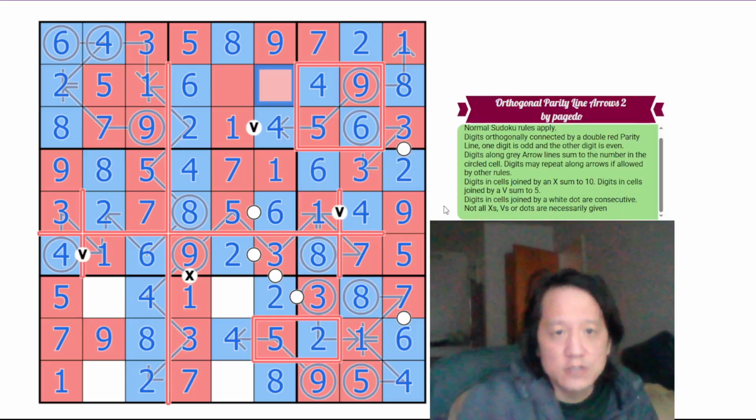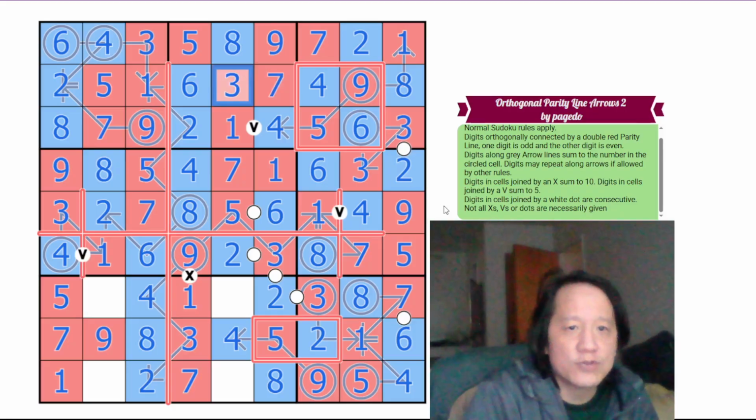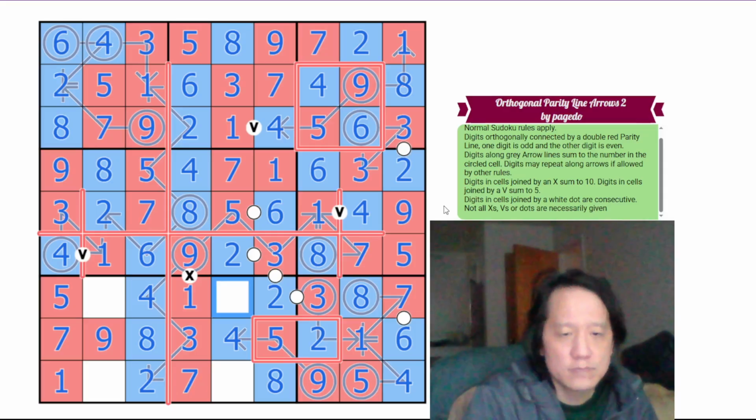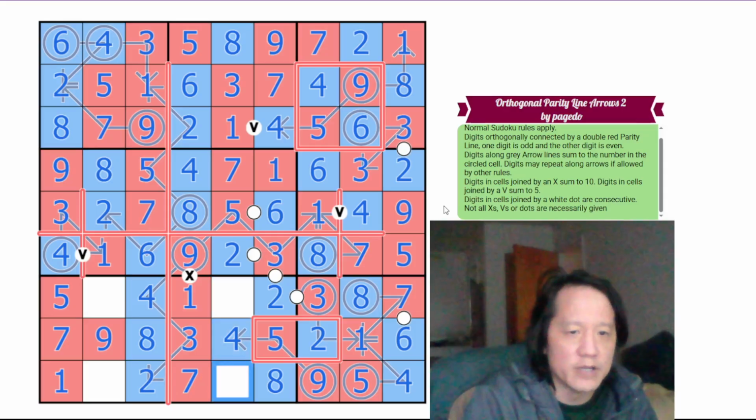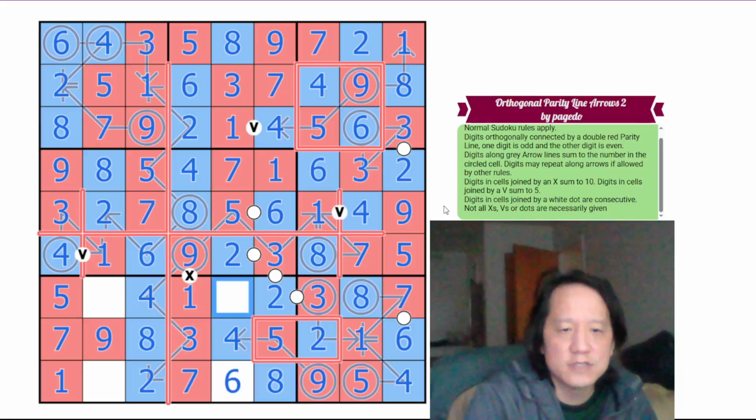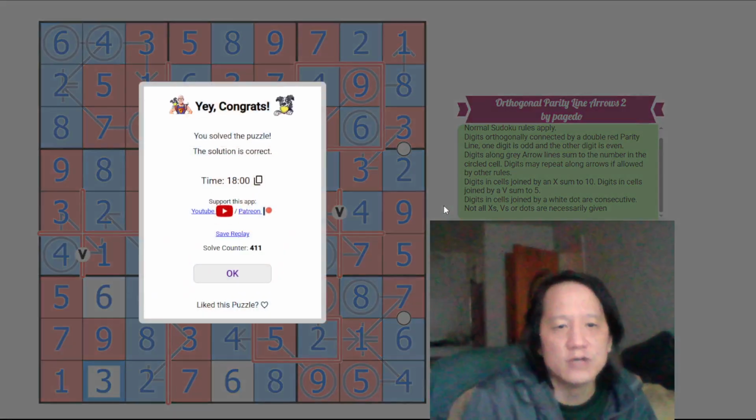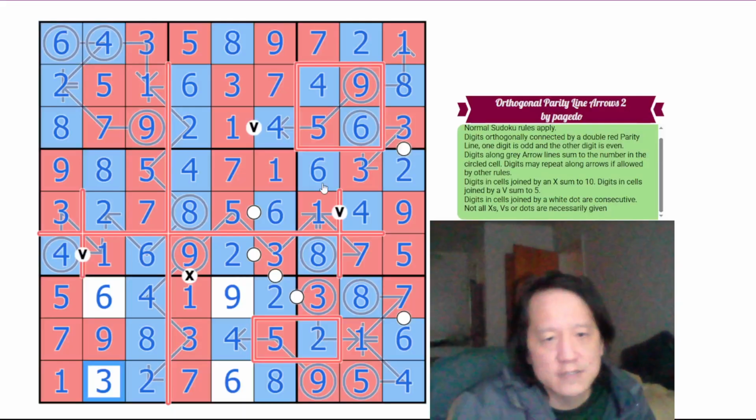Odd digits here. This is 7. This has to be 3. We have 6 and 9 remaining in column 5. This can't be 9 because of 9 in the row, so this is 6. This is 9, which leaves this as a 6 and this as a 3. And that's all done.